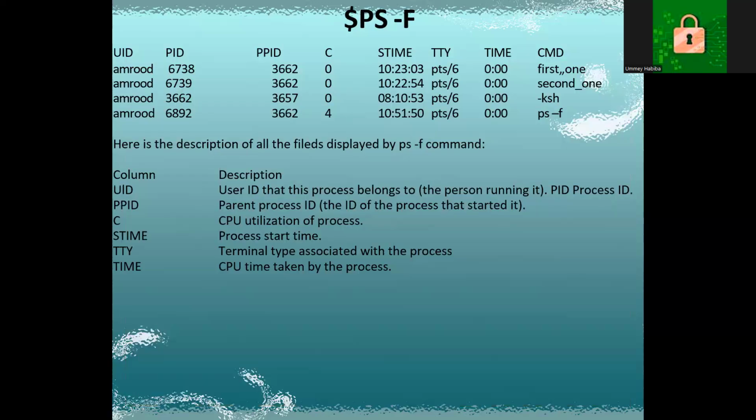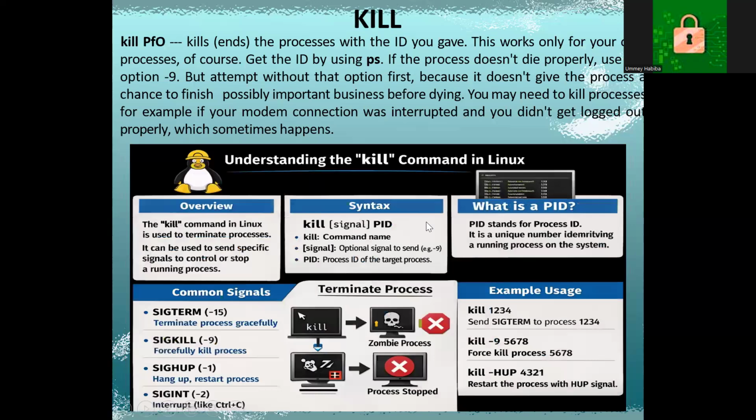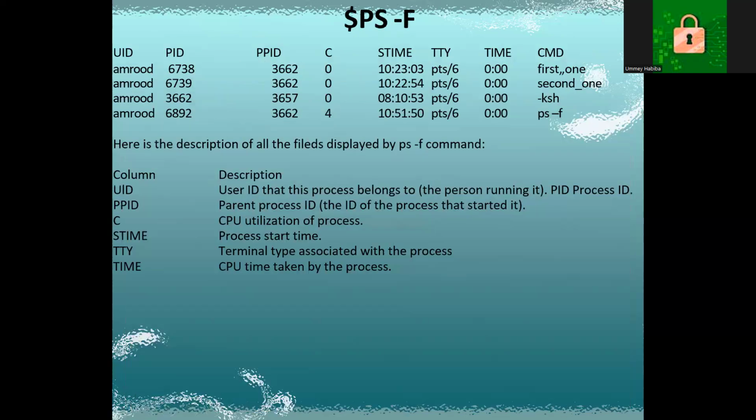Now we are moving to the next. These are the basic structure of ps -f, showing process ID, parent process ID, the time, the terminal, and which kind of commands are being used. Now these are the descriptions of these commands.